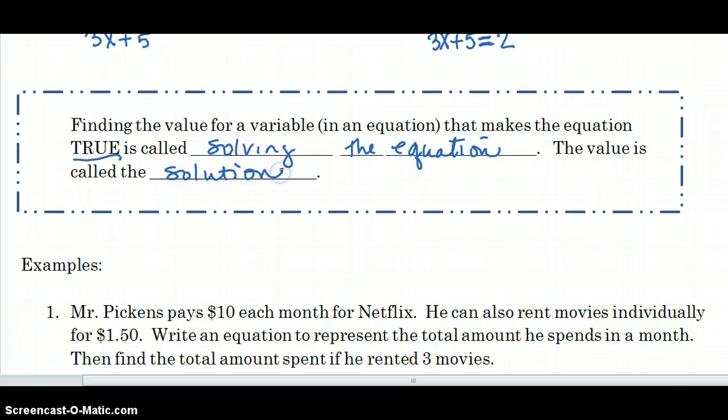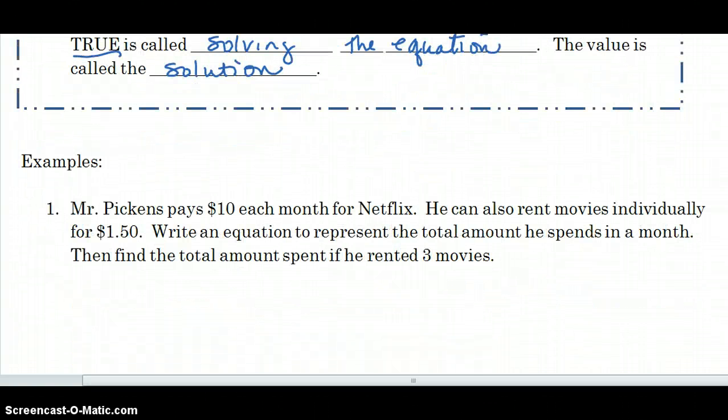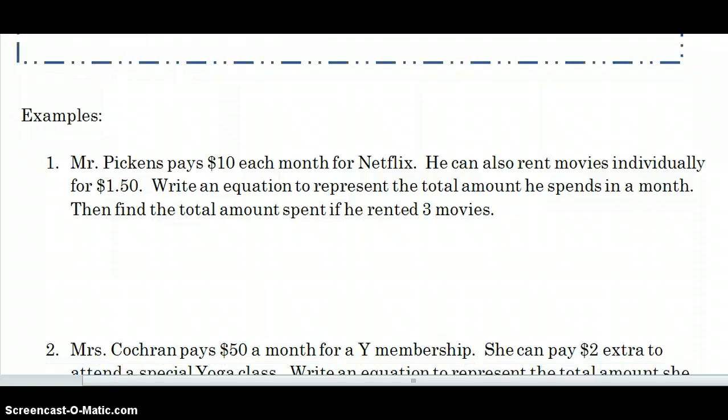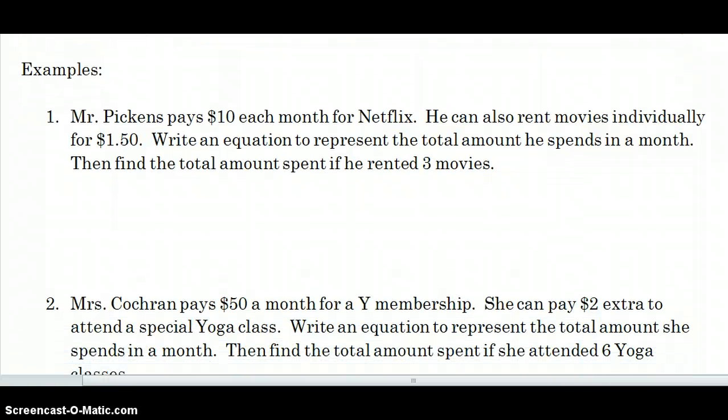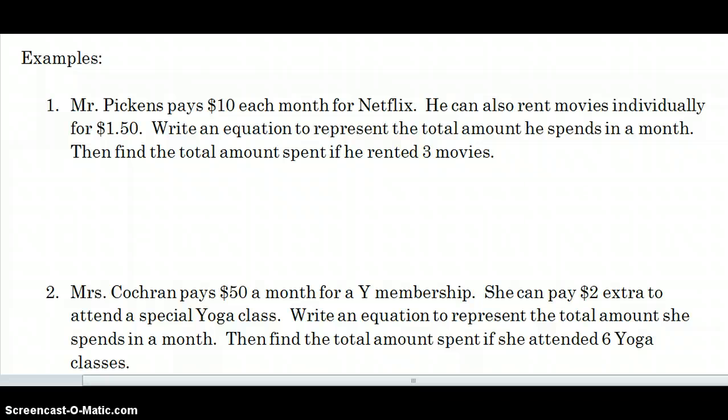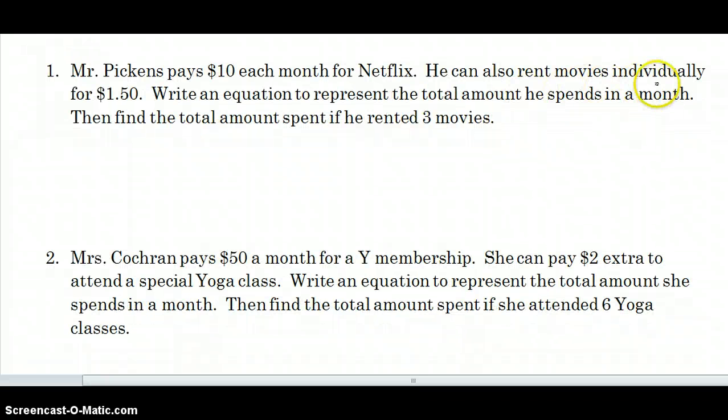Now I'm going to work one more word problem with you, and I want you to do the last 2 word problems on your own. Mr. Pickens pays $10 per month for Netflix. He can also rent movies individually for $1.50. Now notice I'm going to define my variables before I start solving the equation. Write an equation that represents the total amount he spends in a month. So there I go. I'm going to make T total cost per month.